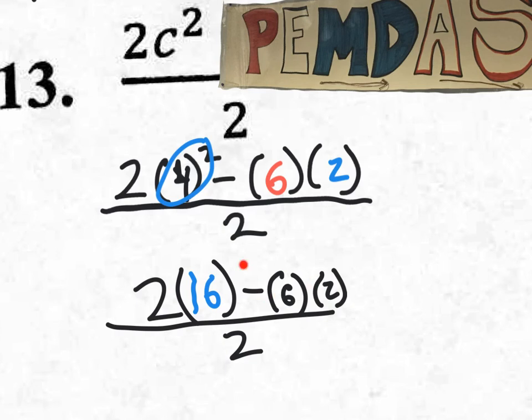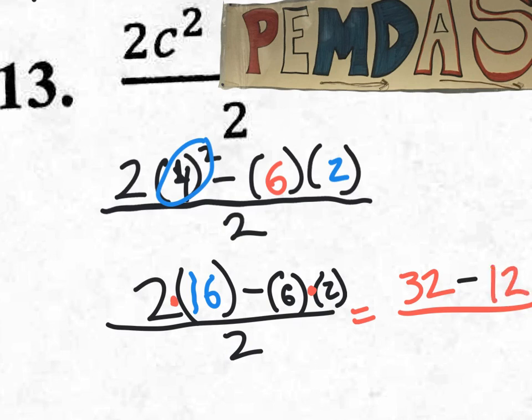After that, up on top, we have multiplication, and we also have subtraction. So we're going to multiply. So I'm going to do this multiplication, and then after that, I'm going to do this one, and I'm going to rewrite it up here on the numerator. So 2 times 16 is 32. Now, notice this minus sign. I'm just going to rewrite it over here, 32 takeaway, and I'm also going to do the next multiplication over here, 6 times 2, and I'm going to get 12. So it's really 32 take away 12, and it's still over 2.